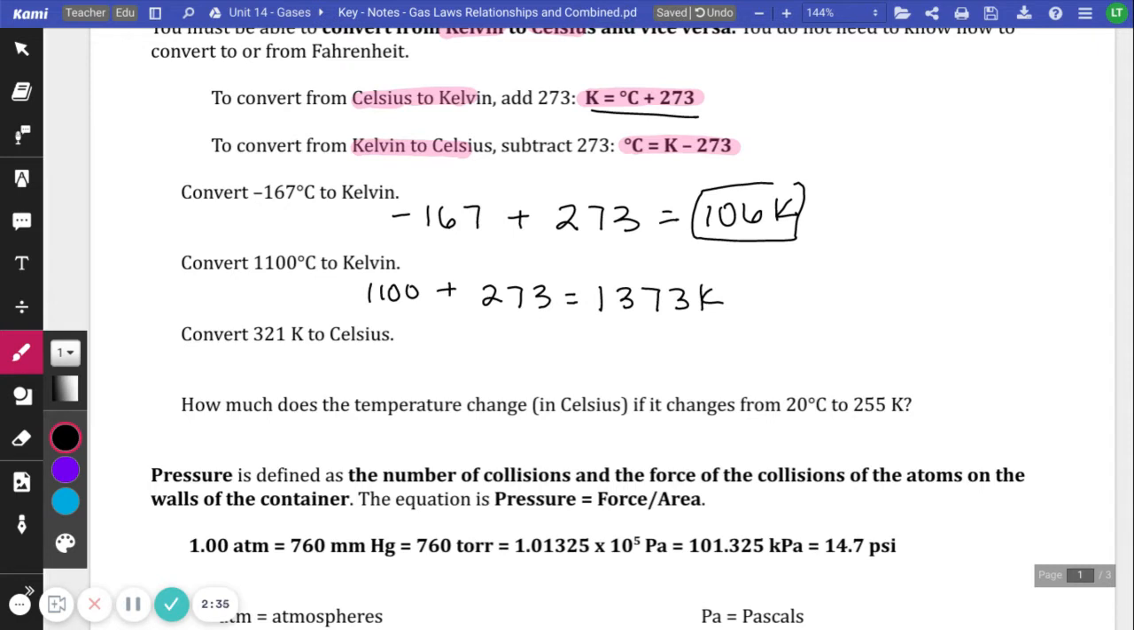Now for this next one, I want to convert 321 Kelvin to Celsius. So I'm using my other equation, which is Kelvin temperature minus 273. In this case, I'm going to have 321 minus 273, which gives me a Celsius temperature of 48 degrees Celsius.